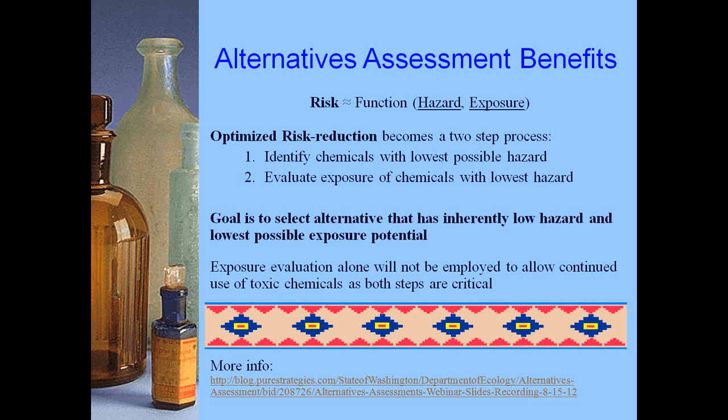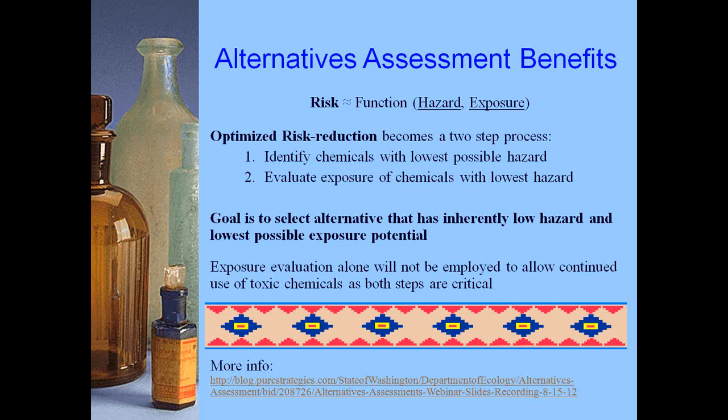I do want to talk about one major benefit. Alternative assessment looks at risk slightly differently from a risk assessment process. With an alternative assessment, what we look at is an optimized risk reduction process, where we basically have a 2-step process where we identify chemicals or processes with the lowest possible hazards, and then you look at those and you further screen them down to see which ones have the lowest exposure potential. So the goal is to select an alternative that has both low hazard and low exposure, and therefore you're optimizing the risk equation.